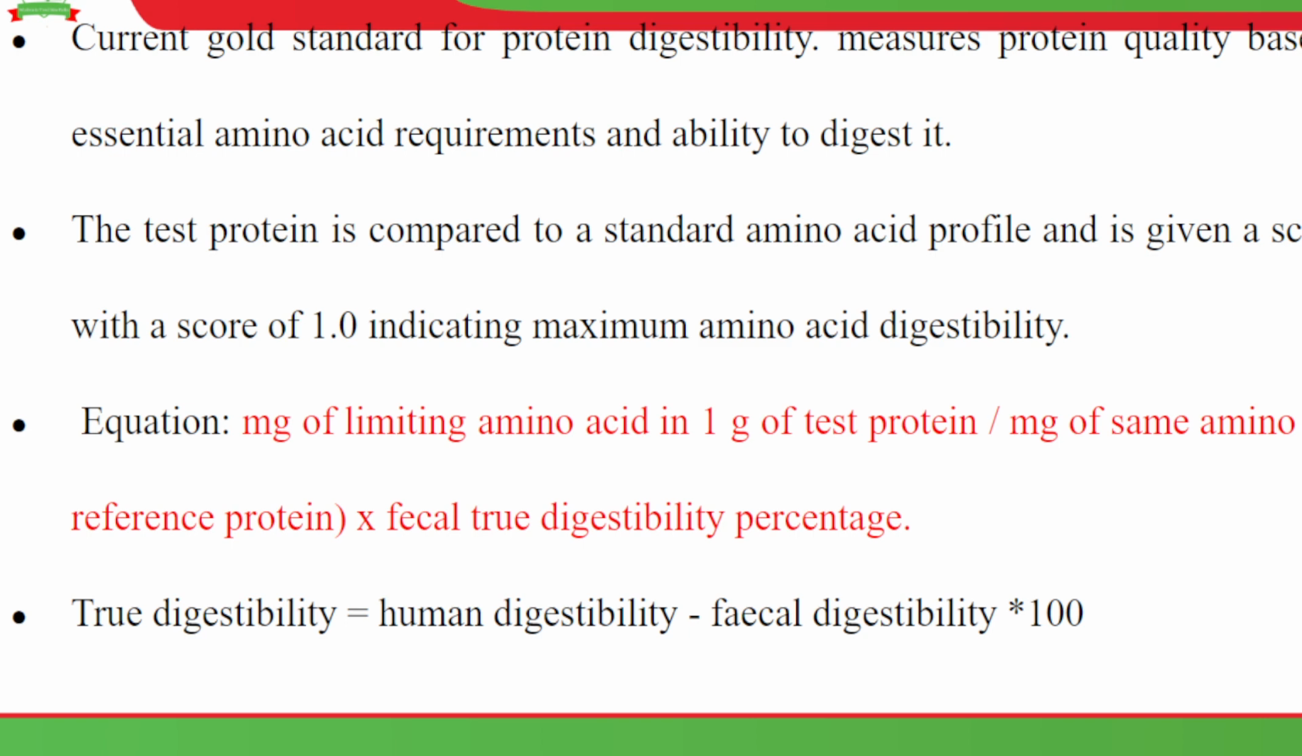So let's look at an equation here: the milligrams of limiting amino acid in 1 gram of a test protein divided by the milligrams of the same amino acid in 1 gram of the reference protein, times the fecal true digestibility percentage. So what is this? True digestibility here is equal to human digestibility and fecal digestibility times 100.